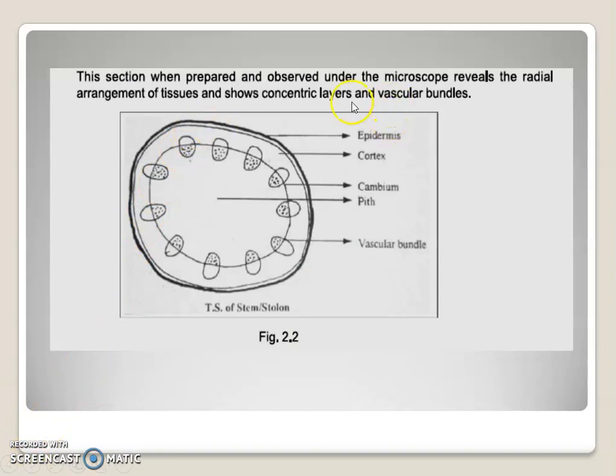When you observe it in the microscope, the section will be observed like this. The arrangement of tissue will be shown like this in concentric layers, and the vascular bundles will also be observed. For example, this is the TS of a stem or stolon. We can observe the epidermis, cortex, and cambium. This is the pith, and vascular bundles are observed.